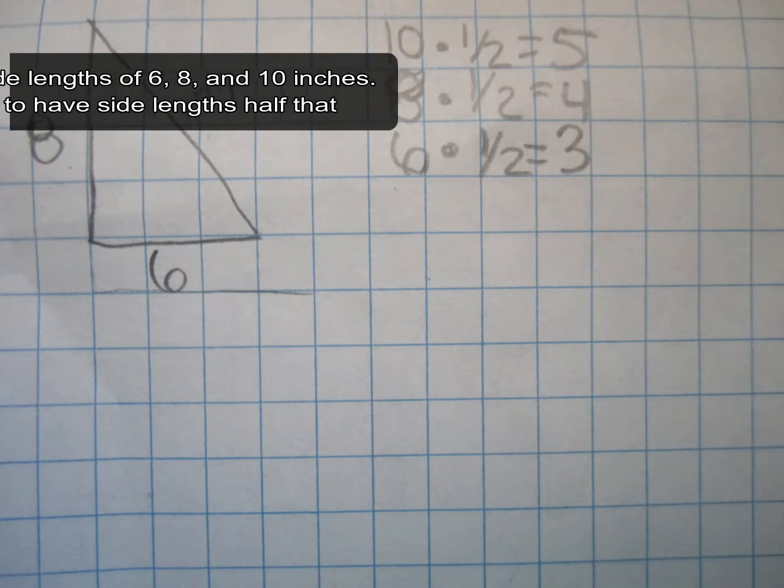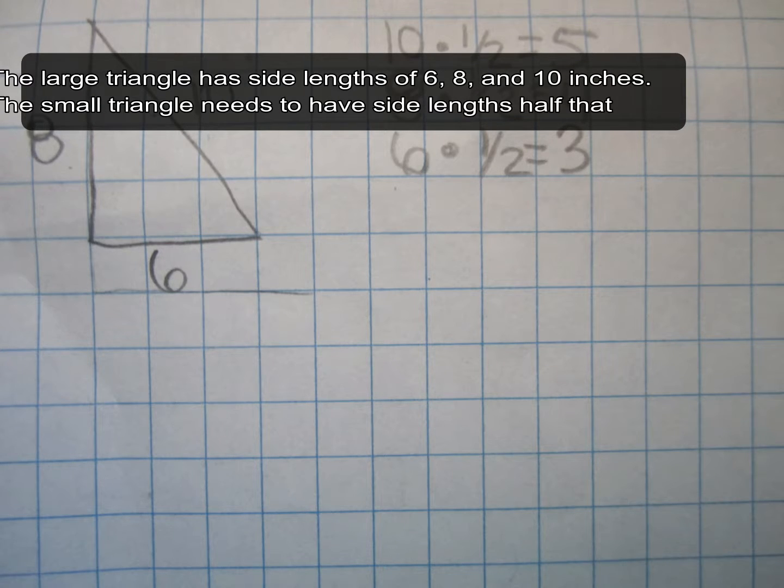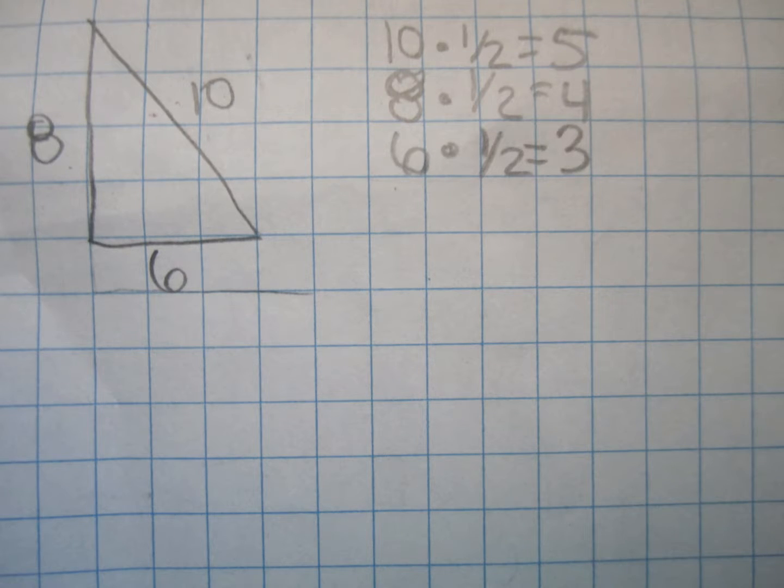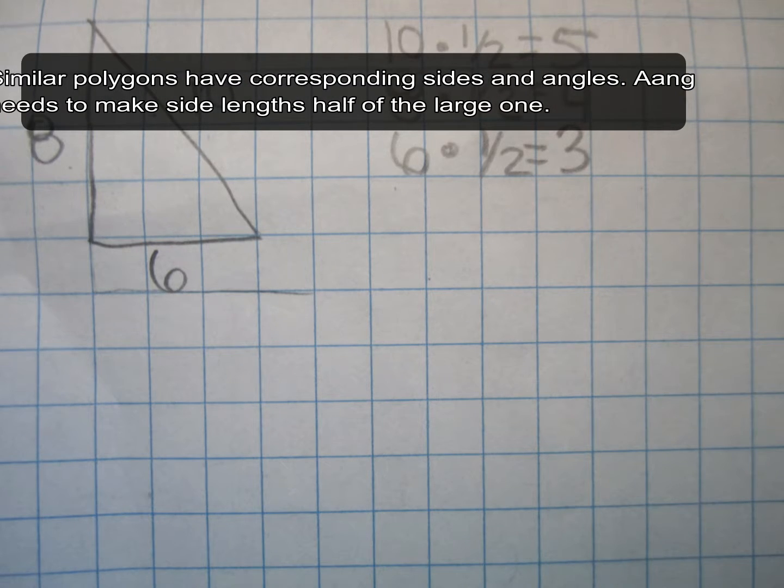Tok's triangle has side lengths of 6 inches, 8 inches, and 10 inches. Eng needs to make a triangle with side lengths half the size, but angle measures the same. To do that, we need to use similar polygons. Similar polygons have corresponding angles and corresponding side lengths. Eng's triangle has to have congruent angles to Tok's triangle.